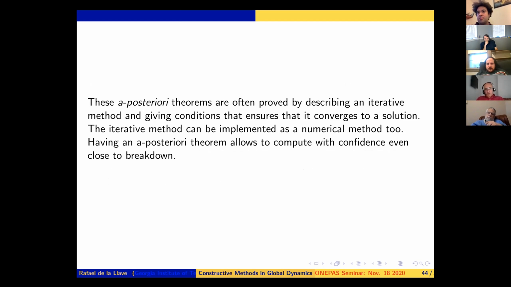Okay. And this is more or less what I was telling you: if you have one of these a posteriori theorems, then it tells you that your computations are correct, even if you are very close to the breakdown and things look crazy. If you want to prove that pi is less than 10, then you can use almost any numerical method. But if you want to prove some things that are getting really weird, then you need to convince people that things are okay.